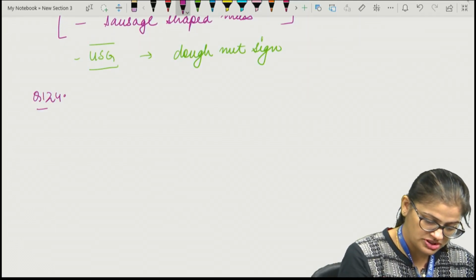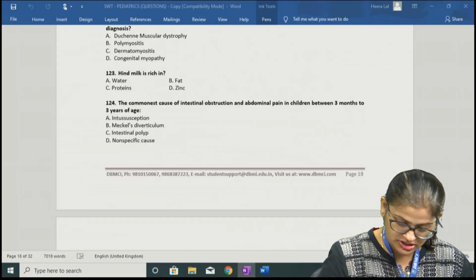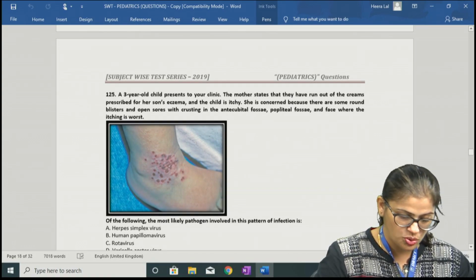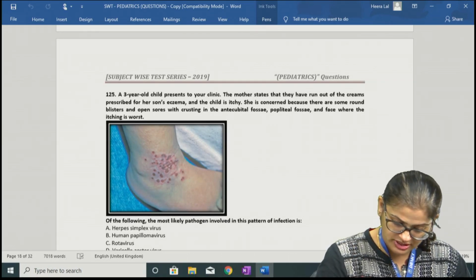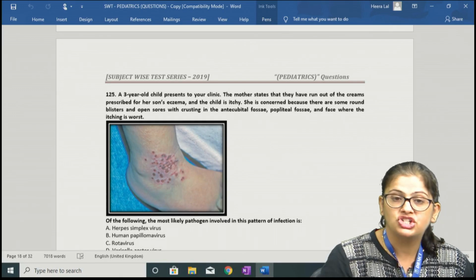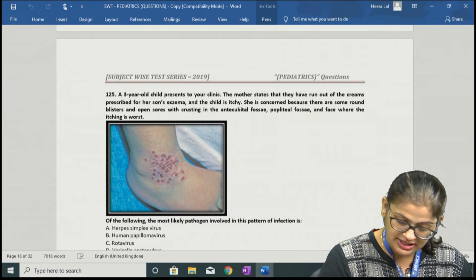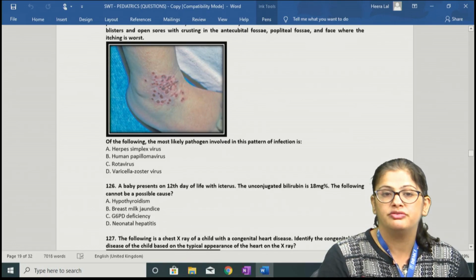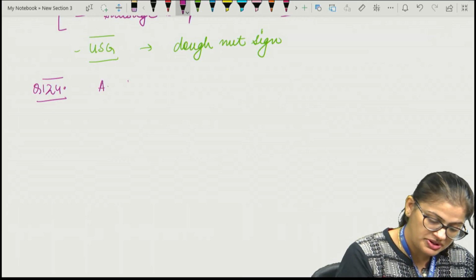Now we come on to question number 125. Question number 125 was, a 3-year-old child presents to your clinic. The mother states that they have run out of creams prescribed for her son's eczema and the child is itchy. She is concerned because there are some round blisters and open sores with crusting in the antecubital fossa, popliteal fossa, and the face where the itching is worst. Which of the following is the most likely pathogen involved in this pattern of infection? And the correct answer is option number A, that is herpes simplex virus.